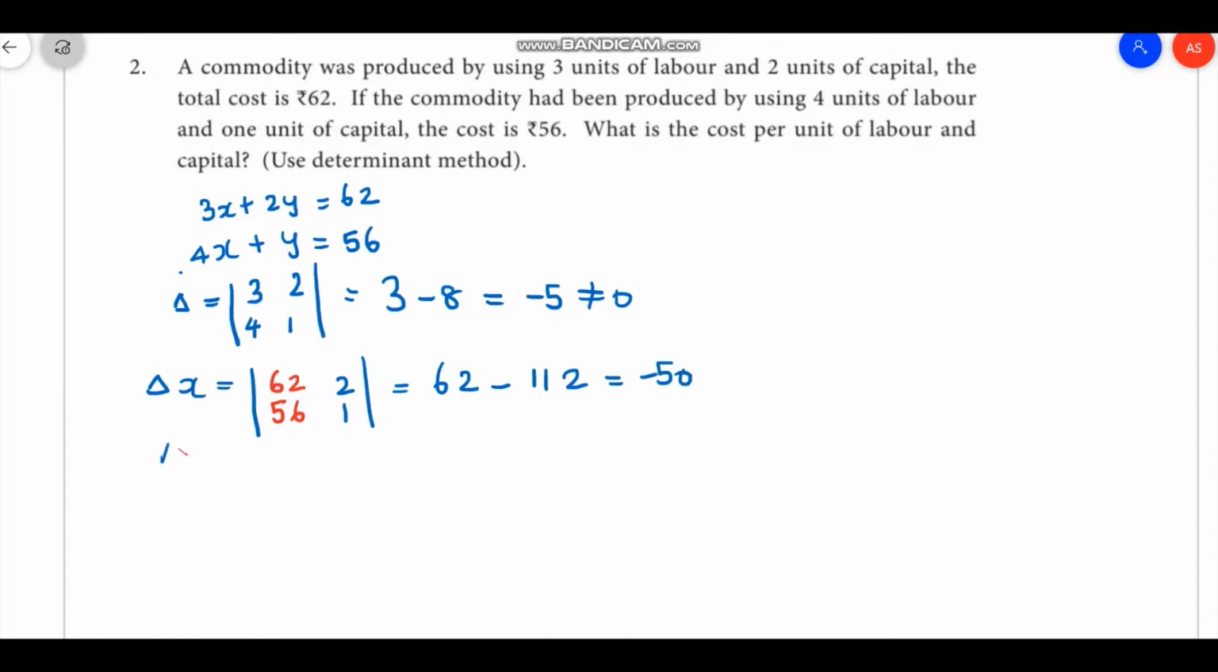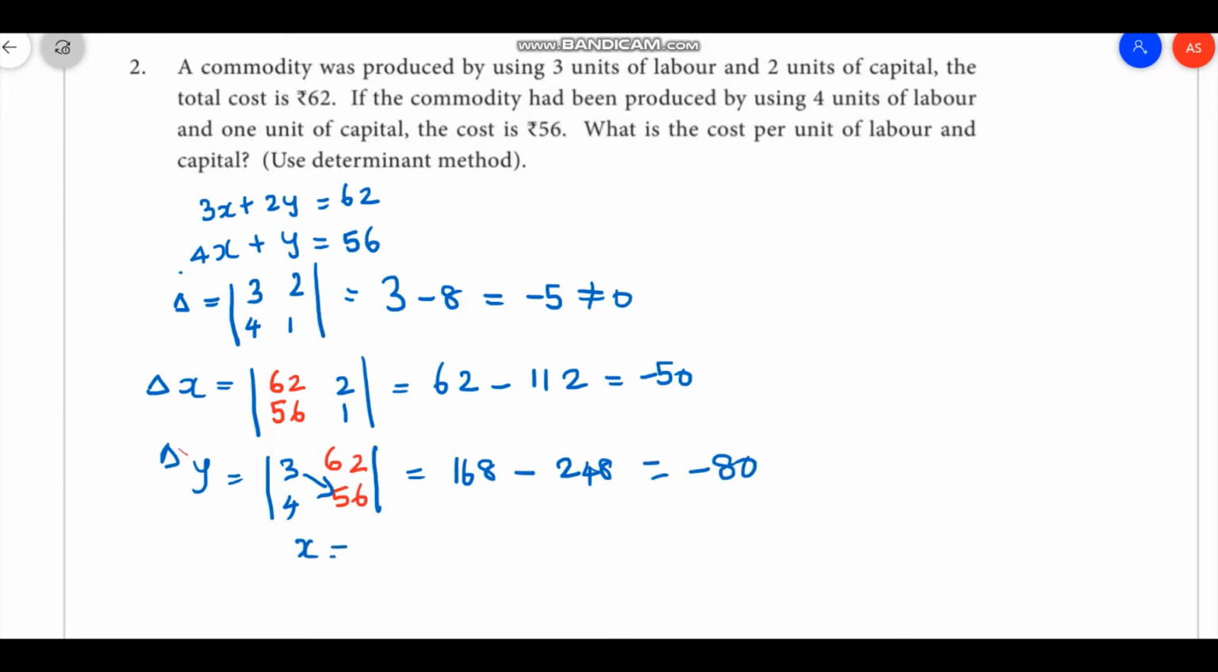Now let me find out delta Y. What is delta Y? Your X values remain the same, which is 3 and 4, and instead of the Y values, I need to change my Y values to 62 and 56. If I change this into 62 and 56, let me expand it. Expansion gives me 3 into 56, which is 168, minus 248, the 248 being by the subdiagonal, which gives me minus 80.